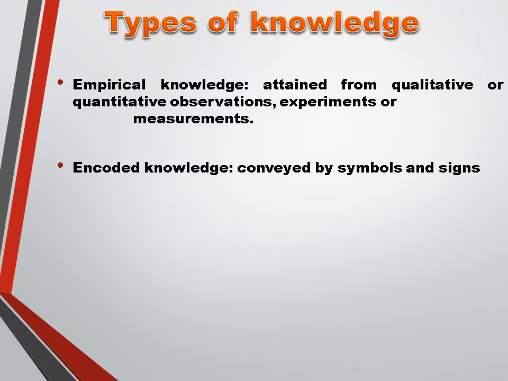This type of knowledge is known as encoded knowledge, and to decode it we need a system of decoding. We need a system to decipher the knowledge. So that is encoded knowledge.